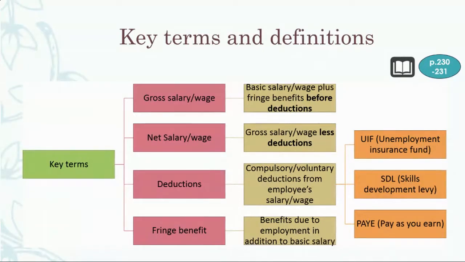Now, deductions fall into two categories. Your compulsory deductions, so what you are required to deduct in terms of law, and that is your UIF, your SDL, and your pay-as-you-earn, and your voluntary deductions. Voluntary deductions are those deductions that the employee decides need to be deducted. Then your fringe benefits, we've already discussed that. That is basically any benefit you get due to employment. And this you can find on pages 230 to 231 in your textbooks.